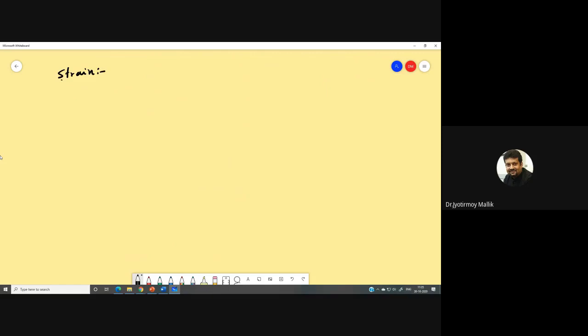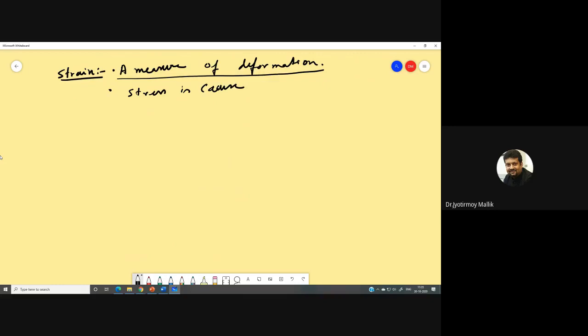So what do I mean by strain? Strain is essentially a measure of deformation, right? It's a measure of deformation. And this is, of course, if stress is the cause, then strain is its effect, okay?